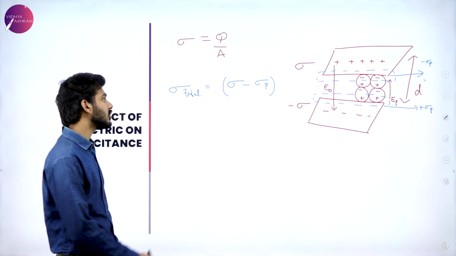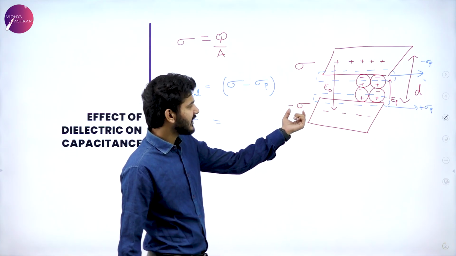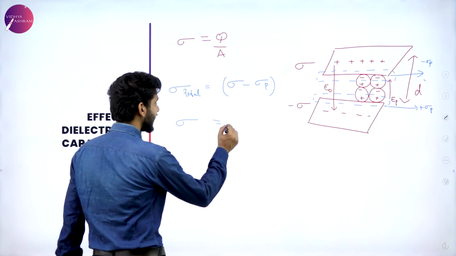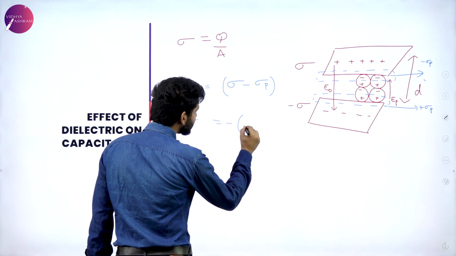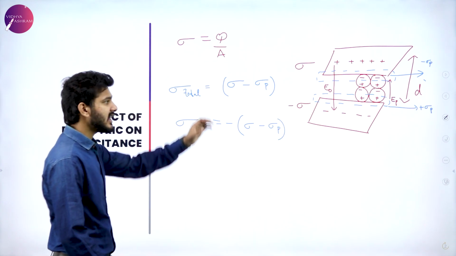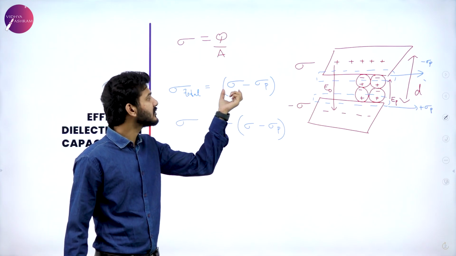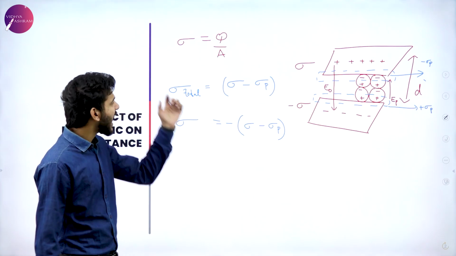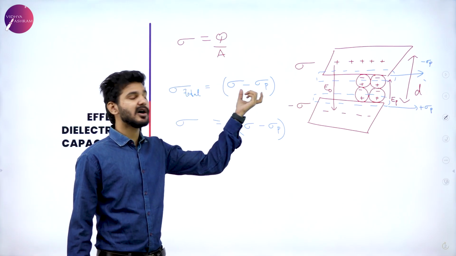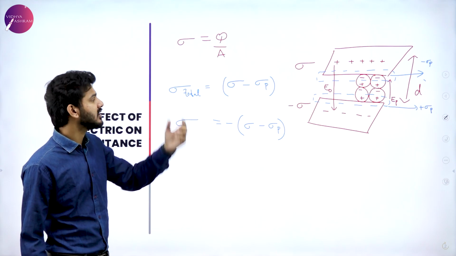In the bottom plate also, we can write it as negative sigma plus sigma p, so I can write it as negative of sigma minus sigma p. So we can take the general assumption that sigma is directly proportional to sigma minus sigma p. As the value of sigma increases, it will be proportional to sigma minus sigma p. That is the assumption we are taking from these two equations.